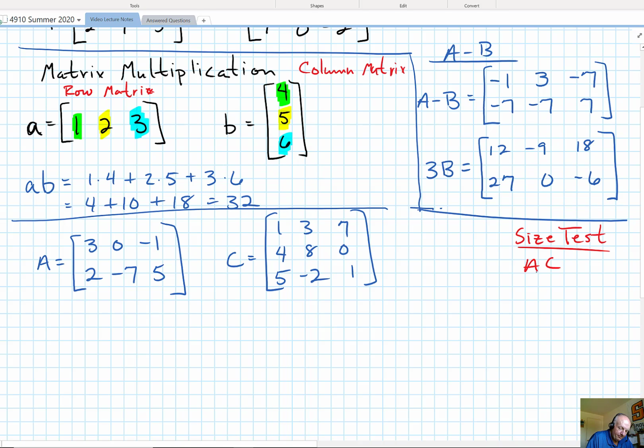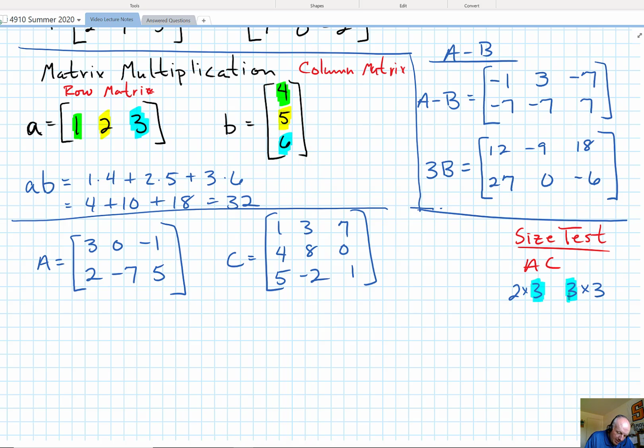So if you're going to do A times C, you first write down the size of A, which is 2 by 3. And then next to it, you write down the size of C, which is 3 by 3. Here's what you're looking for. These two inner numbers have to be the same. If they are the same, you can multiply the matrices. It does not matter what the other outside numbers are. So we can multiply these.